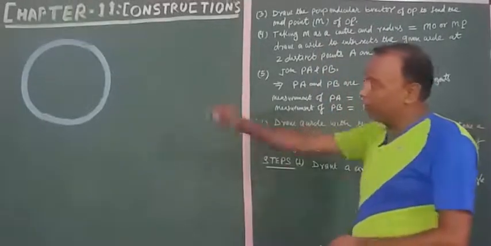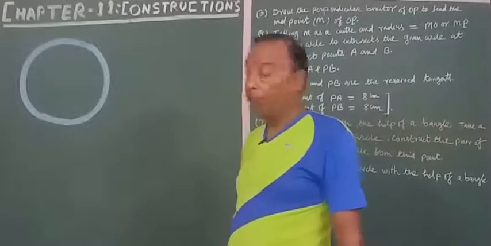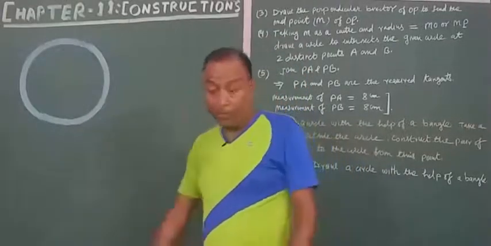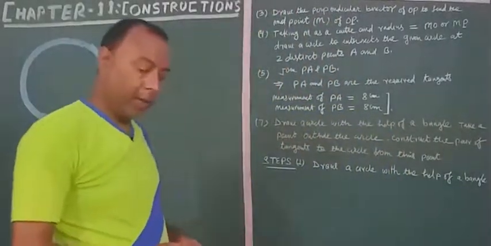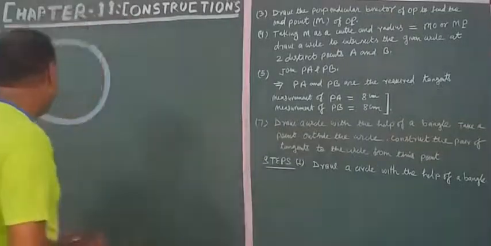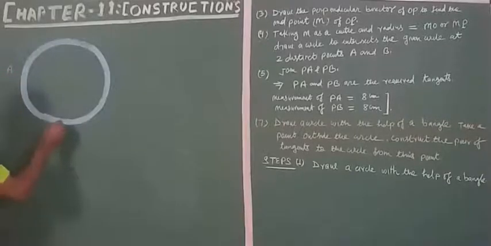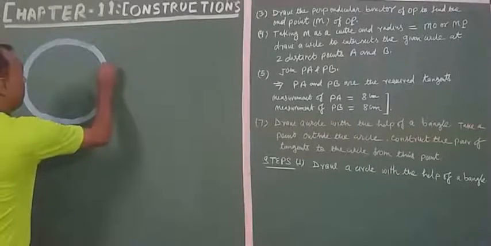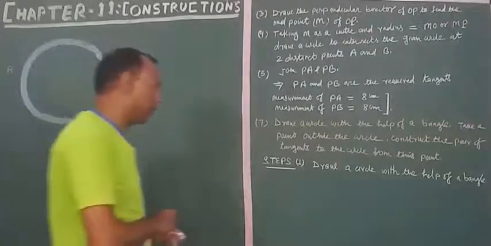And just look, in this question we don't know the center of this circle. So first we will find the center of this circle. And for this, we will take any 3 points on its circumference. Suppose this is point A, this is point B, and this is point C.